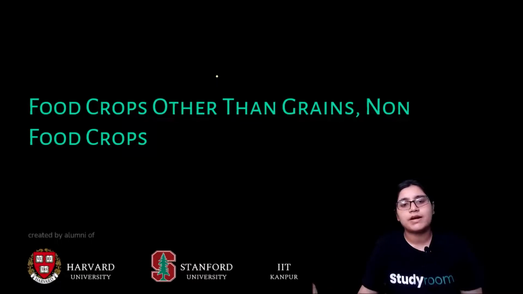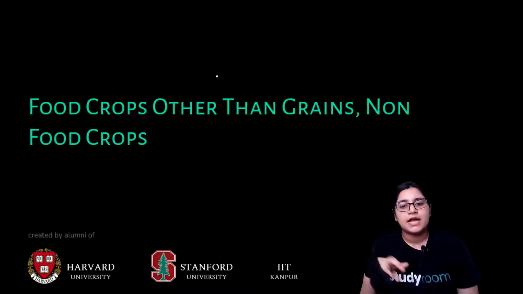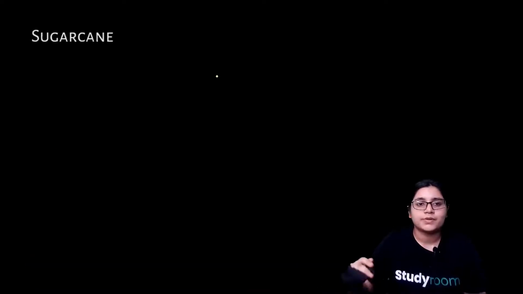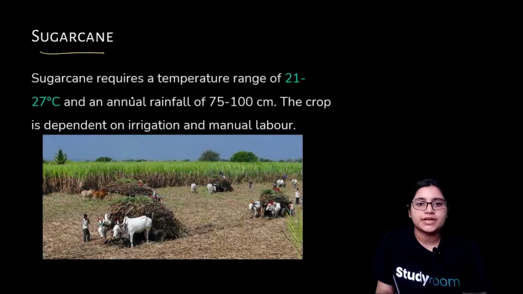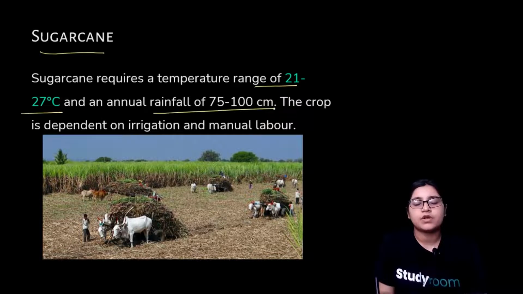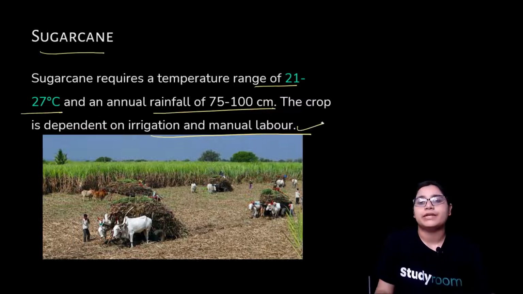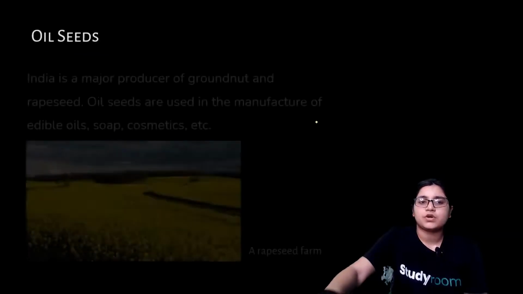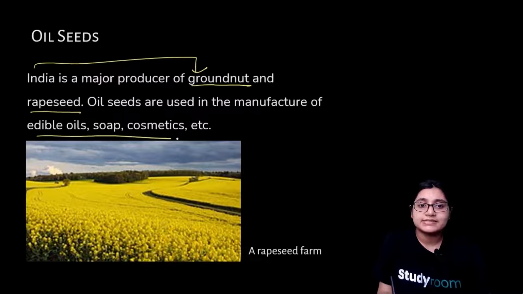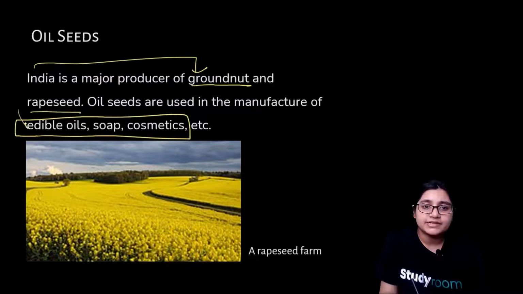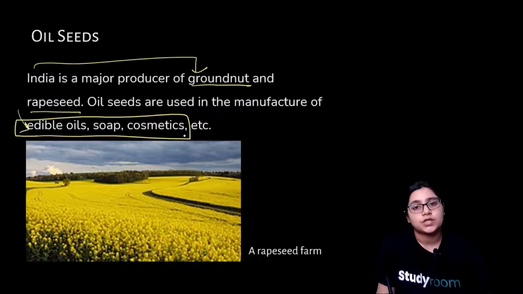Then now we are going to talk about non-food crops, other than grains. You will be surprised to have sugarcane here, though it is not a food crop. Sugarcane requires a temperature range of 21 to 27 degrees Celsius and an annual rainfall of 75 to 100 centimeter. The crop is dependent on irrigation and manual labor. While we talk about oilseed, India is a major producer of groundnut and rapeseed. This oilseed is used in edible oil industries, soap industries, and cosmetic industries.